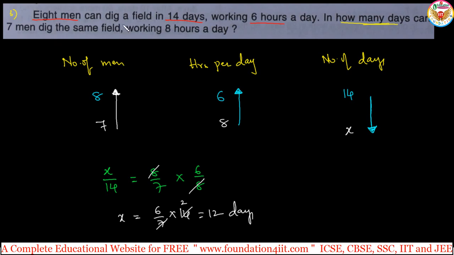So 7 men can dig the same field working 8 hours per day in 12 days. Right? Just arrows you can make in this pattern. According to that you can calculate this value. This is the way. Next we'll see some problems based on time and work also in this.